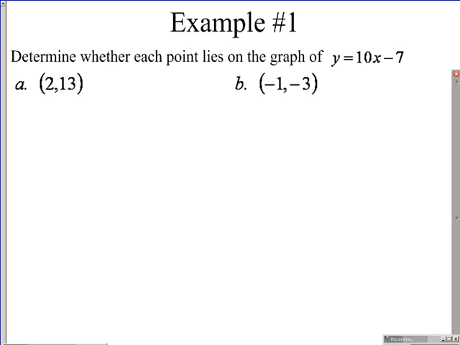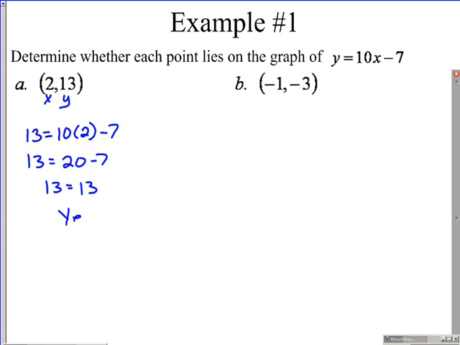Example 1, determine whether each point lies on the graph of y equals 10x minus 7. Remember, a point lying on the graph could also, in direction, say solution point. Remember, all of that means the same thing. In this case, we're still given an x value and a y value. We want to know, does that make a true equation? Plug in 13 for y, plug in 2 for x, and simplify. We get 13 equals 20 minus 7. 13 does equal 13. So yes, this point is on the graph.